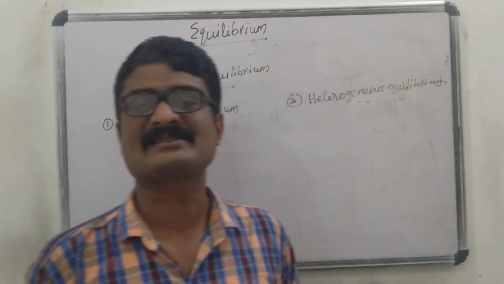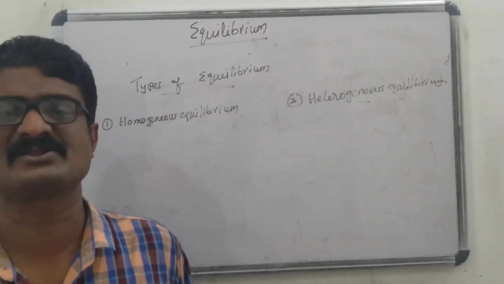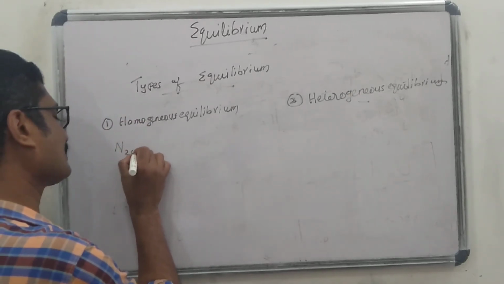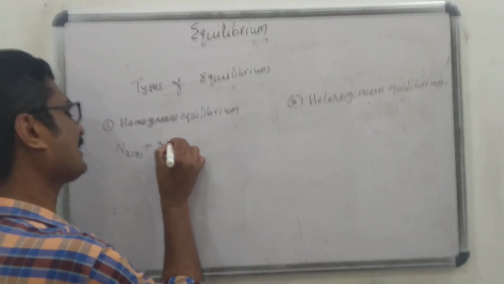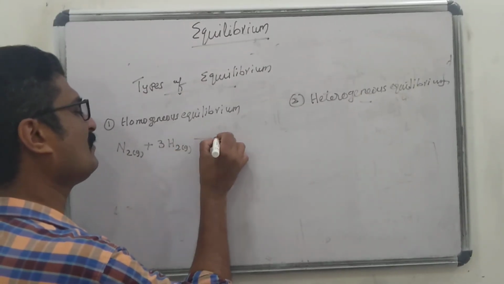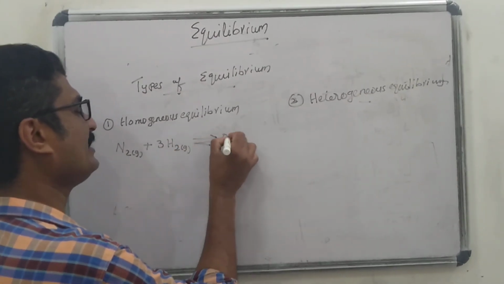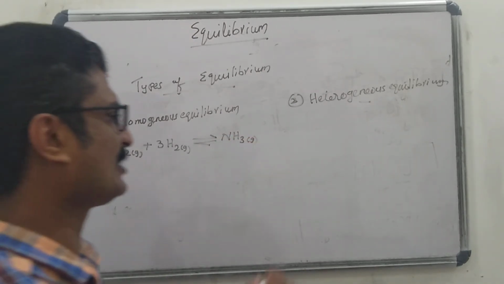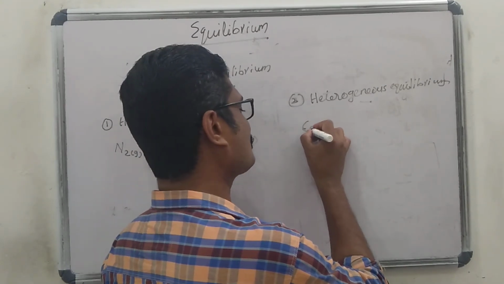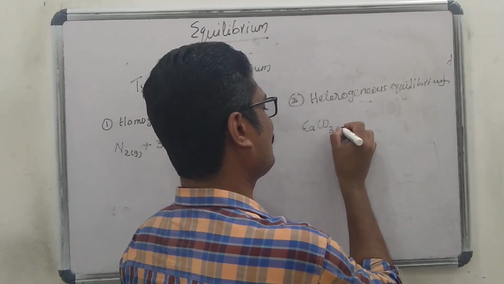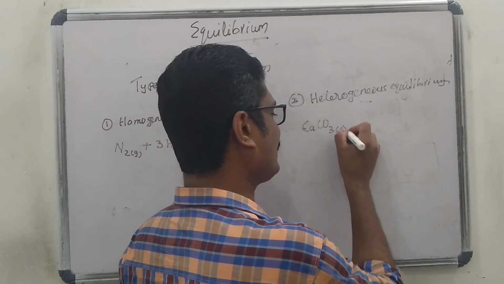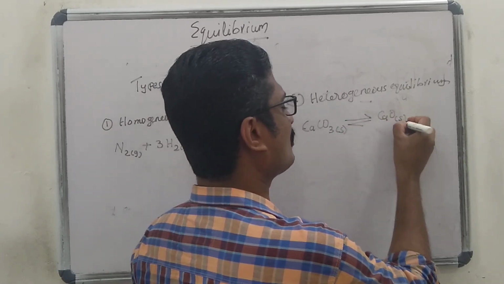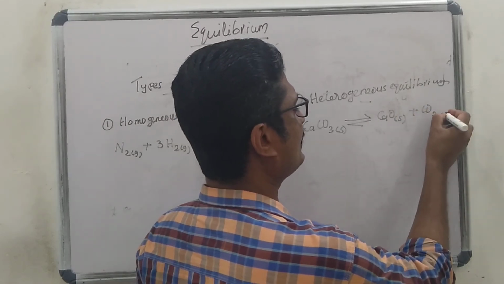Example for a homogeneous equilibrium: nitrogen gas reacts with hydrogen gas to form ammonia gas. Then example for heterogeneous equilibrium: decomposition of calcium carbonate. Calcium carbonate is solid ആണ്. High temperature calcium carbonate decompose ചെയ്ത് calcium oxide solid, carbon dioxide gas form ചെയ്യുന്നു.